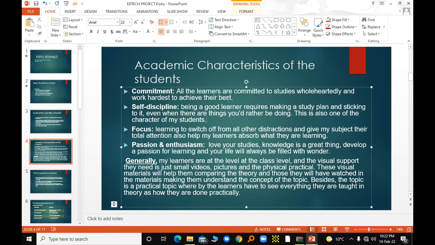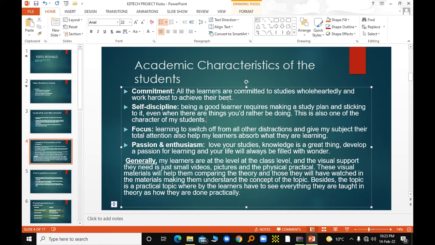Next is the passion and the enthusiasm. Love your studies, knowledge is a better thing. Develop a passion for learning and your life will always be filled with wonder. What do I mean by that? If the students love what they are studying, even when the teacher is within the class, they will pay maximum attention in order to get to know what the teacher is saying. So those are academic characteristics of my students.